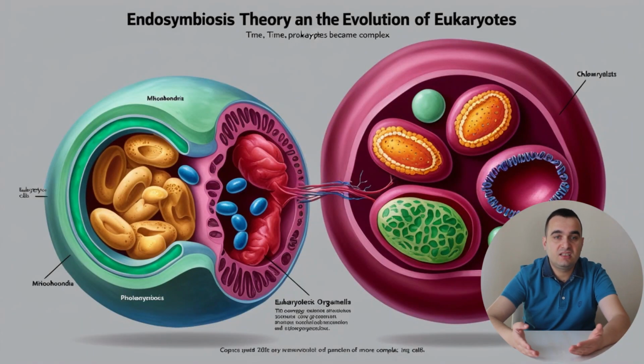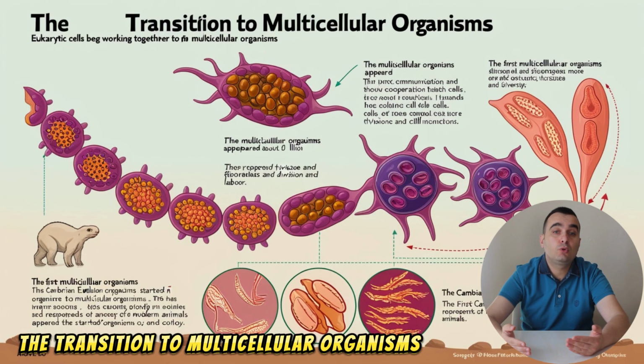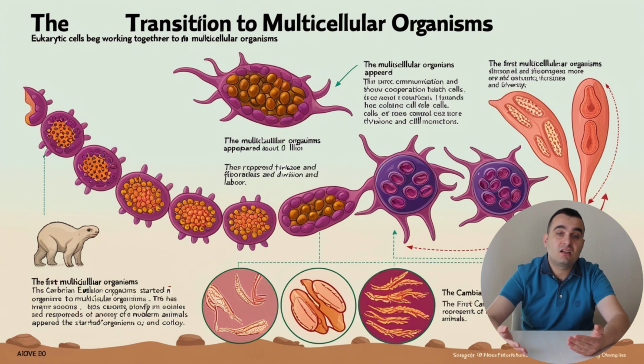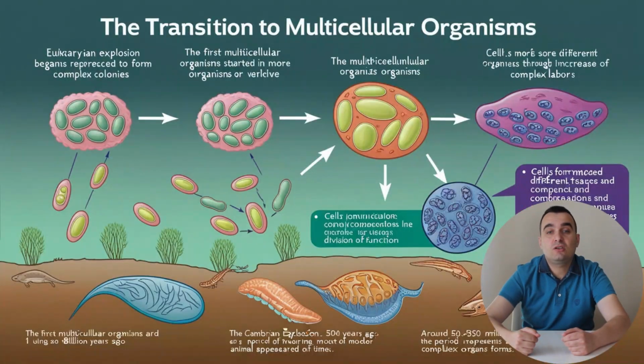Eukaryotic cells store genetic material within a nucleus and contain various organelles that regulate complex cellular processes. These cells form the basis for multicellular organisms and complex ecosystems. The transition to multicellular organisms. Eukaryotic cells began working together to form multicellular organisms. The first multicellular organisms started living in colonies, which evolved into more complex structures over time. Cells took on different tasks through division of labor, making organisms more complex and functional.